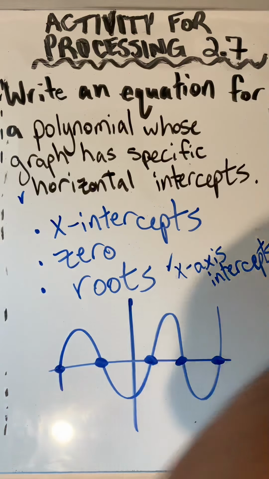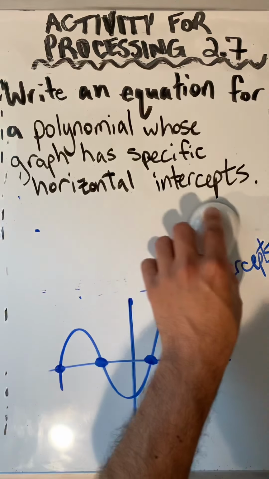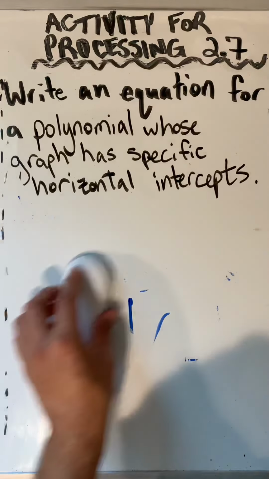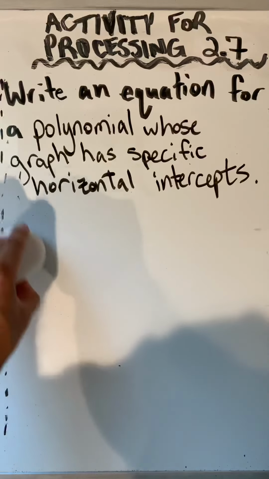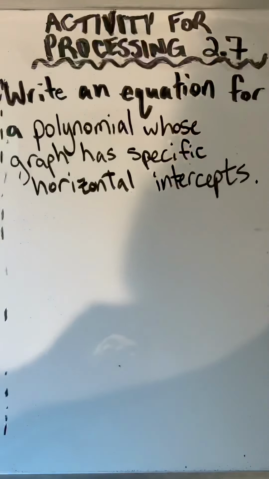All right, so let's go ahead and get into it. Example 1. So in your notebook, you can title this activity for processing 2.7, or I heard some of you were just calling it video 7, which is fine. Okay, so example 1.